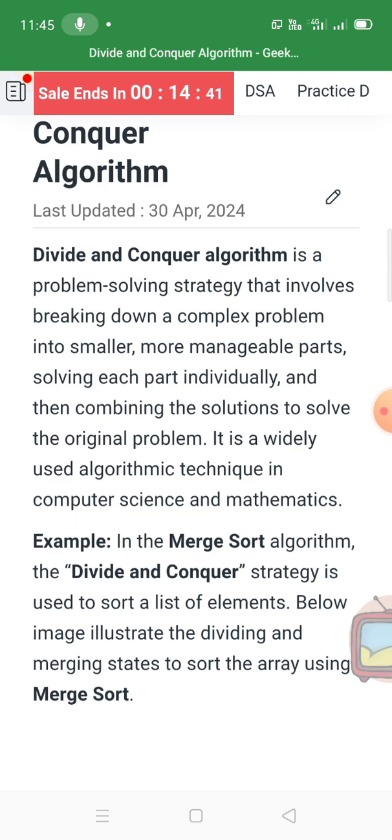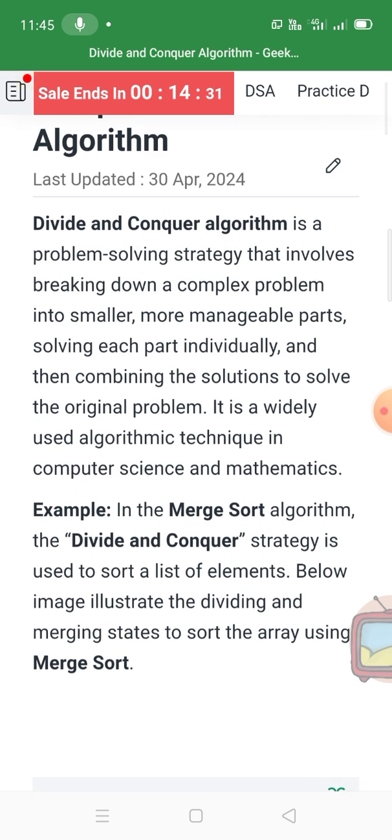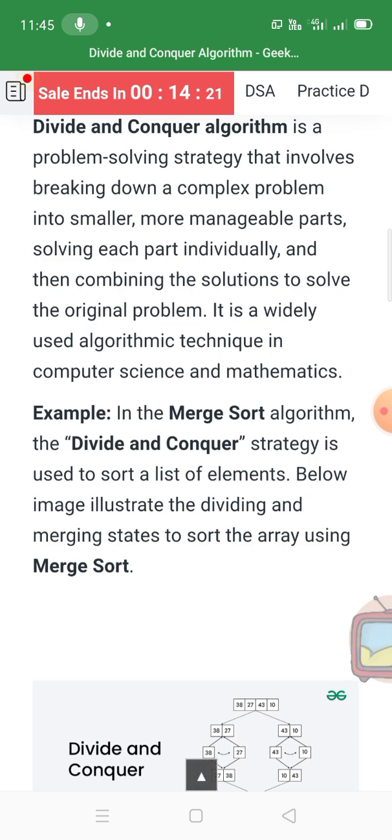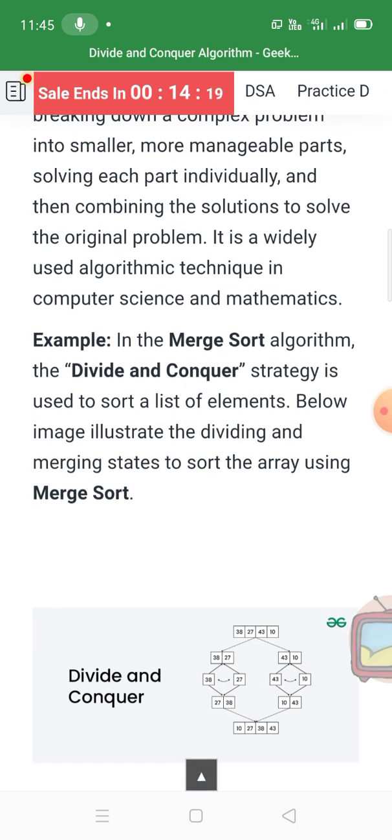This divide and conquer algorithm is applicable in the merge sort algorithm. You have already studied merge sort. Merge sort means there are many numbers, and you have to find the smallest number to the biggest number, assemble the numbers from smallest to biggest, and finally merge the numbers.